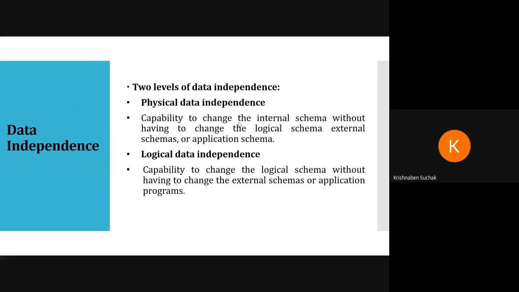Okay. Here in data independence, we discussed about metadata. What is metadata? Data about data. That is called metadata. So here we can see that there are two levels of data independence. First one is physical level and second one is logical level. In physical data independence, it is the capability to change the internal schema without having to change the logical schema, external schemas or application schema. That means we can change the internal representation, which should not affect the logical schema, or you can say application schema. That is your physical data independence.